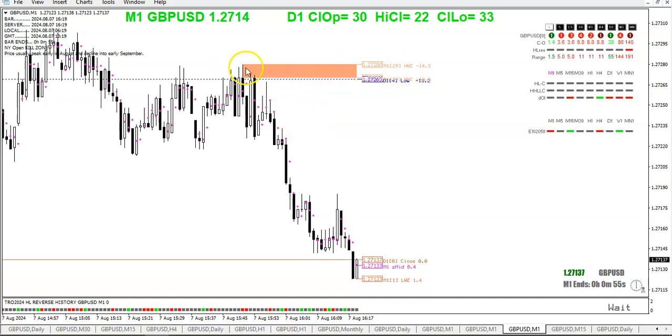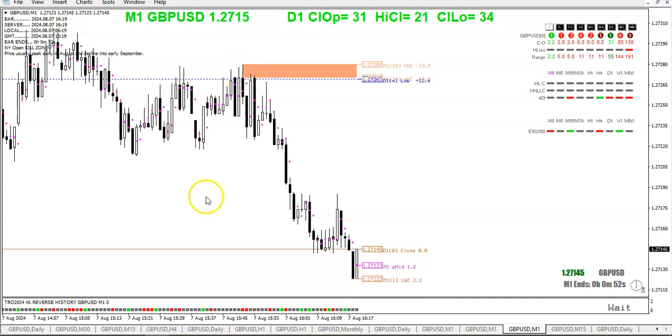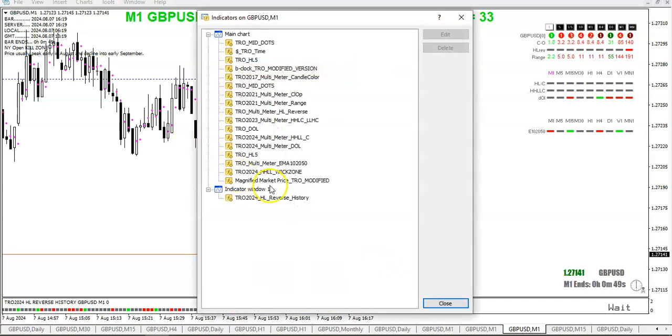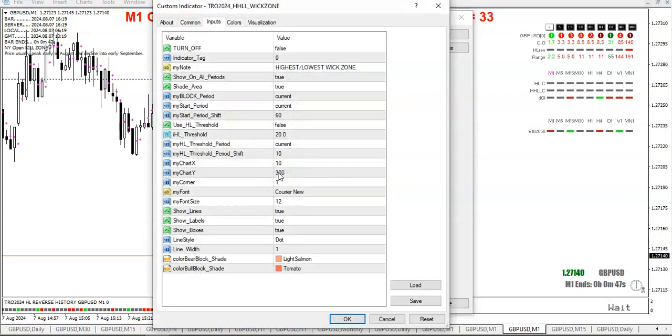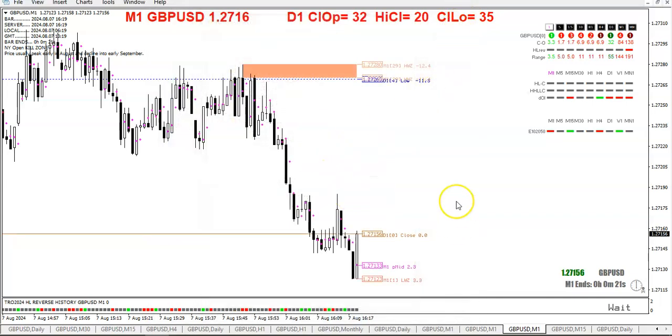you tell it how far back you want it to look. And where is it? Right here. I call it the highest high, lowest low wick zone indicator. So you say where you want the start period, and then there's a threshold period. So I want to look at the last 60 bars, basically, on the current period. So right now we're on M1. So just look at the last 60 bars, or last hour's worth.